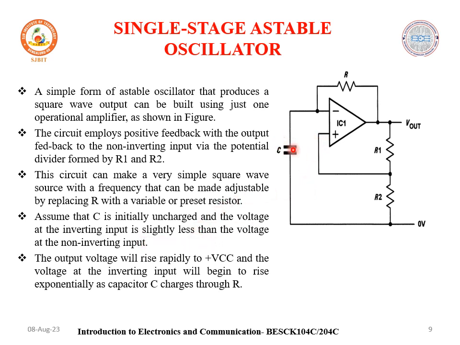The capacitor is initially uncharged, means voltage is 0. The voltage at the inverting terminal is slightly less than the voltage at the non-inverting terminal. This means the positive terminal is more than the negative, so the output will rise rapidly to positive, and the voltage at the inverting input will begin to rise exponentially as the capacitor is charged through resistor R.